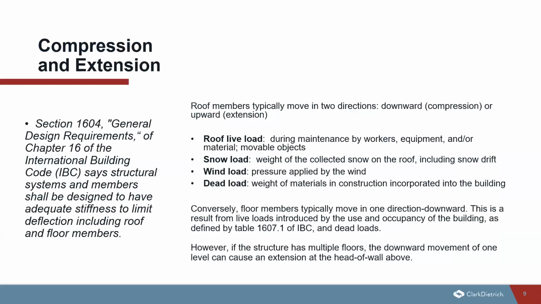Now, when we're looking at compression and extension, this is going to be called out by Section 1604 General Design Requirements of Chapter 16 of the International Building Code. It says that the structural systems and members shall be designed to have adequate stiffness to limit deflection, including roof and floor members. Now, roof members typically move in two different directions. It's going to be downward, which is known as compression, or upward, which is known as extension.